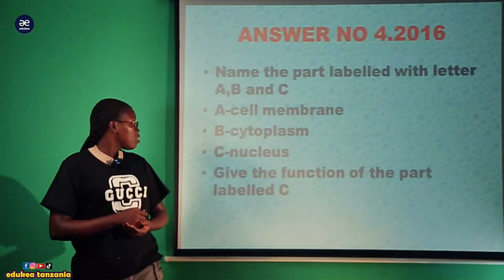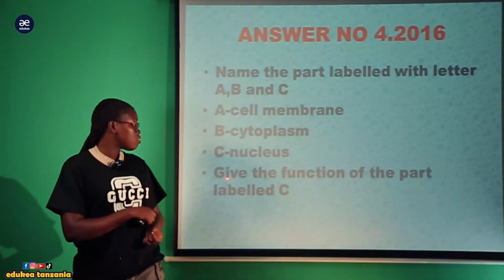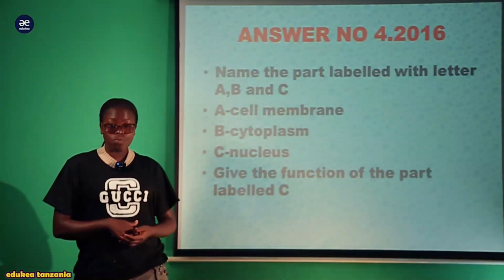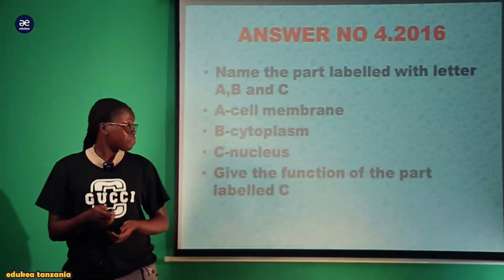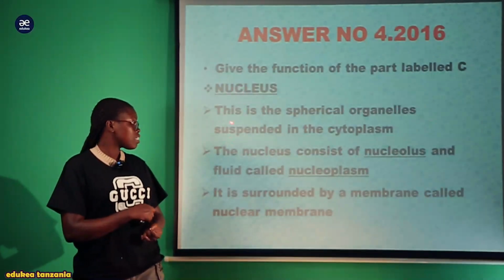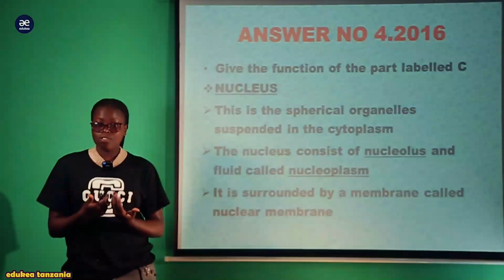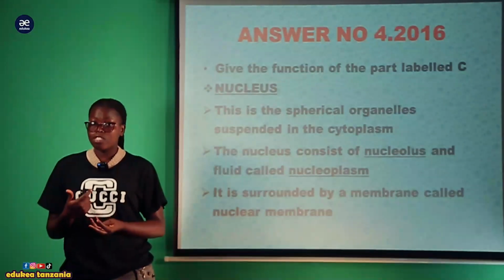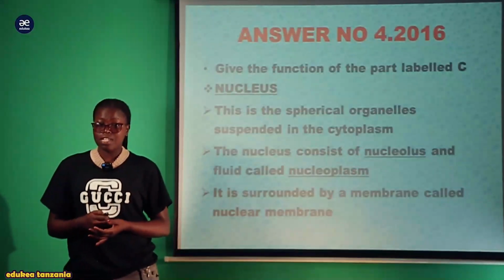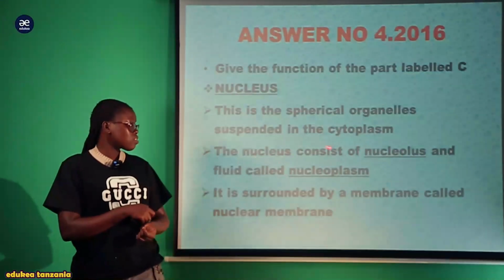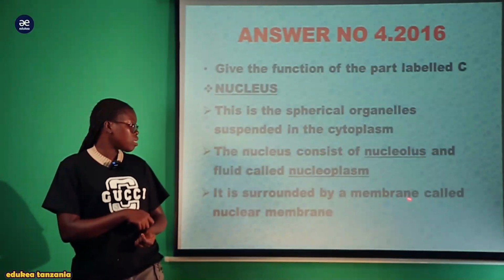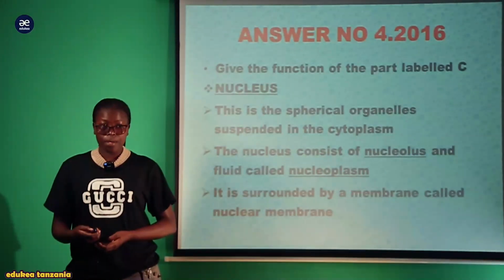The second question, Roman B, needs you to give the function of the part labeled C, which is the nucleus. So what is the nucleus? The nucleus is a spherical organelle suspended in the cytoplasm. As you see in our diagram, the nucleus is found in the center, suspended within the jelly-like substance known as the cytoplasm. The nucleus consists of the nucleolus as well as a fluid called the nucleoplasm, and is surrounded by a membrane called the nuclear membrane.